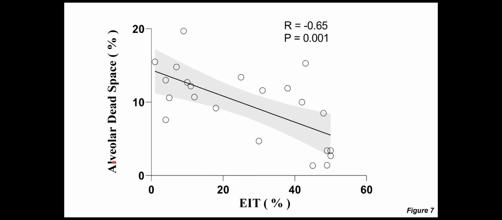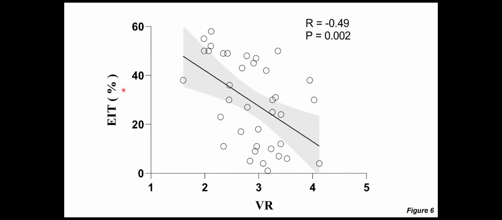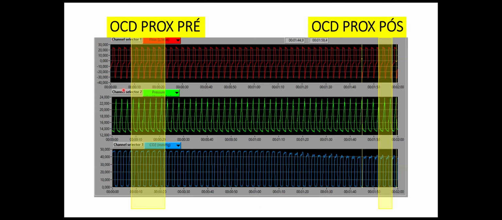We also compare with alveolar dead space, measured with volumetric capnography. Also bad correlation with EIT and also with CT. So even alveolar dead space or ventilation ratio are much worse indexes or surrogates of pulmonary emboli than EIT.